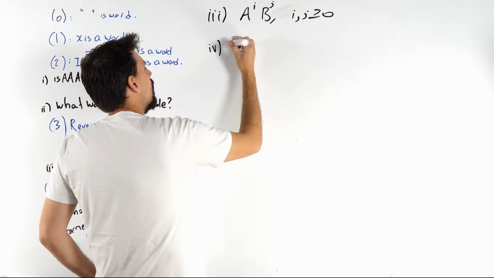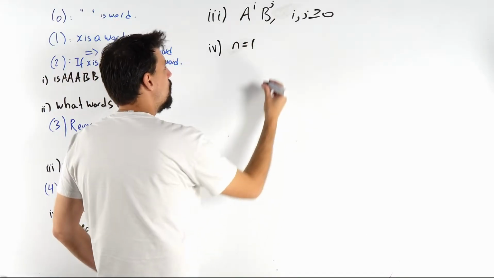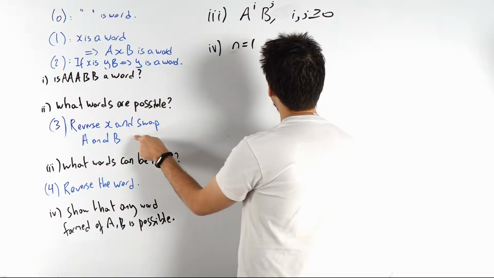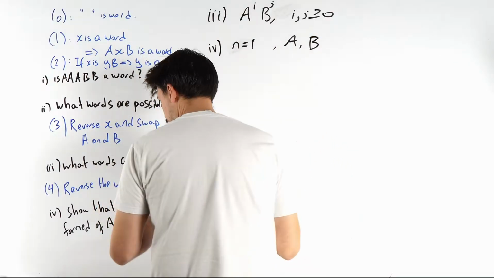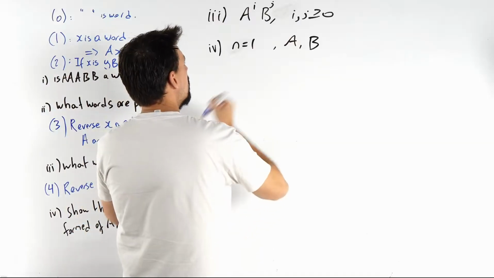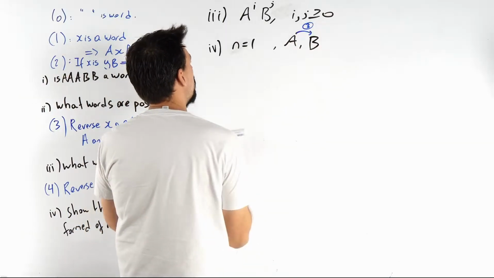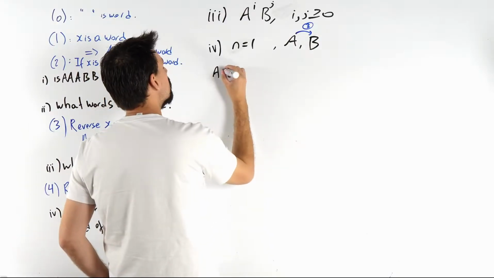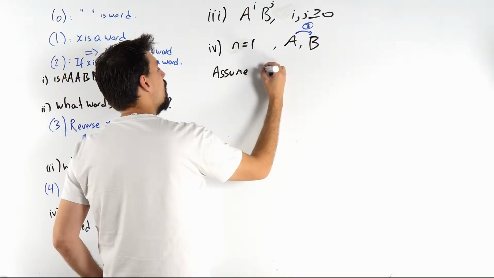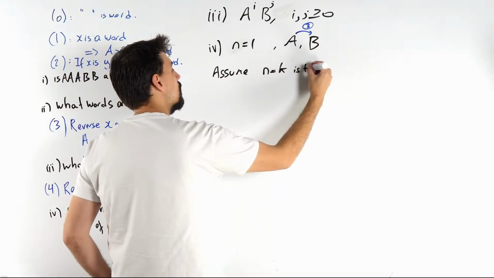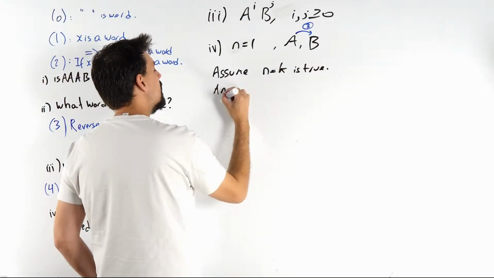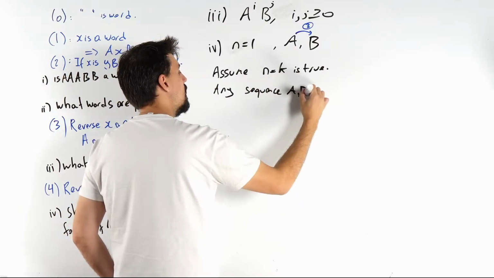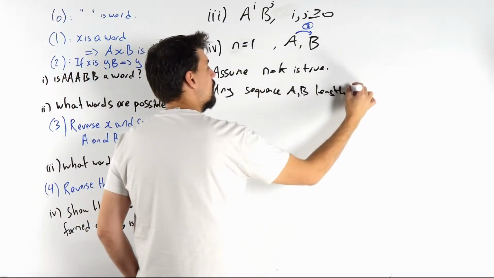So let's go. Any word of length 1 is possible, because I can make the word A, and then if I do rule 3, I can get B. So we've shown that we can generate A and B. Now let's assume n equals k is true. So we can make any sequence of A and B of length k.